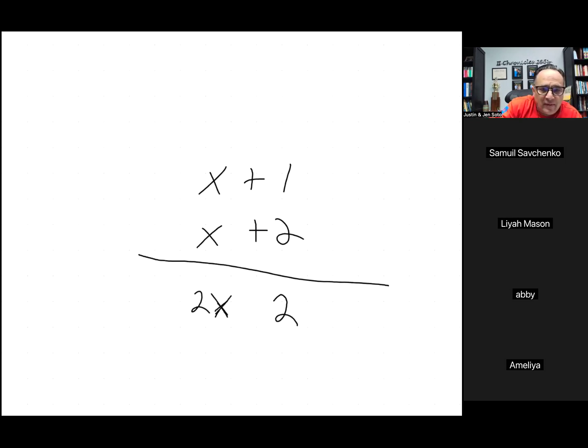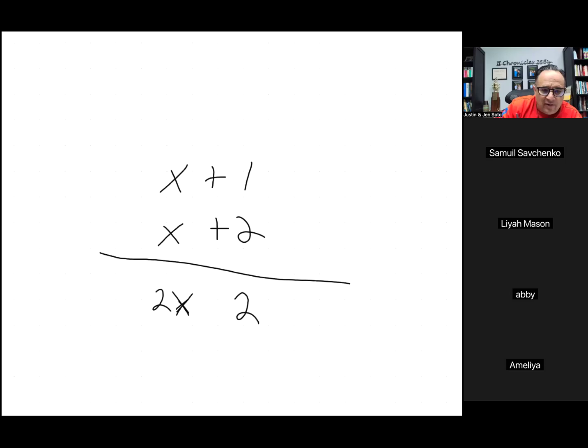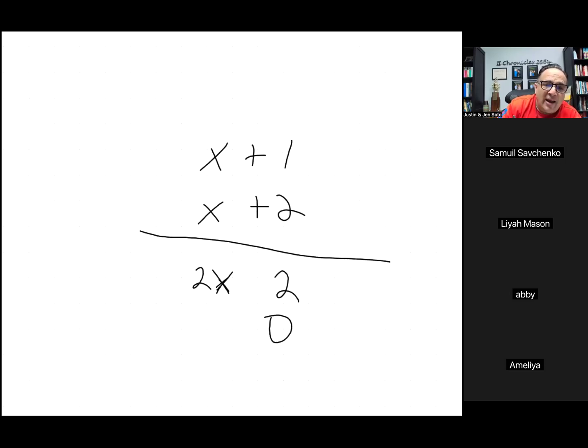Now I'm going to put a 0 here. I don't have to put that 0, but I will. Now I'm going to go, because I'm now from the 10 spot, x times 1 is x.